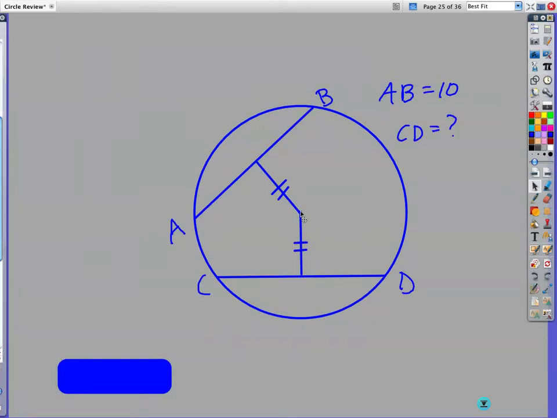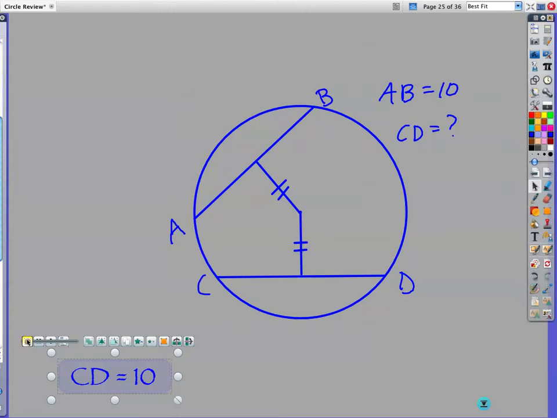All right, we have a center. It's equal distance to this chord as it is to this chord. There's a rule that says if you're equal distance, then your chords are going to be congruent. So the value, or the distance from C to D, is 10.